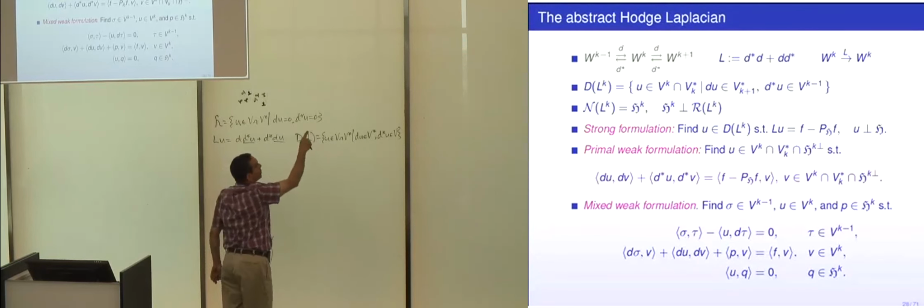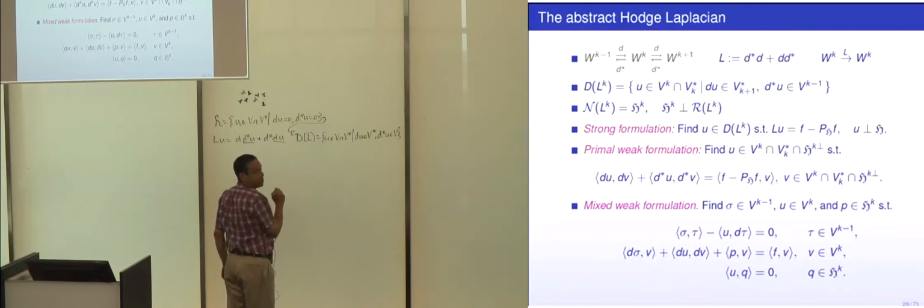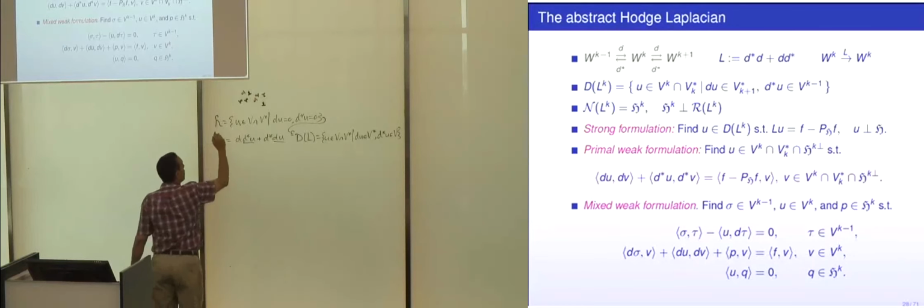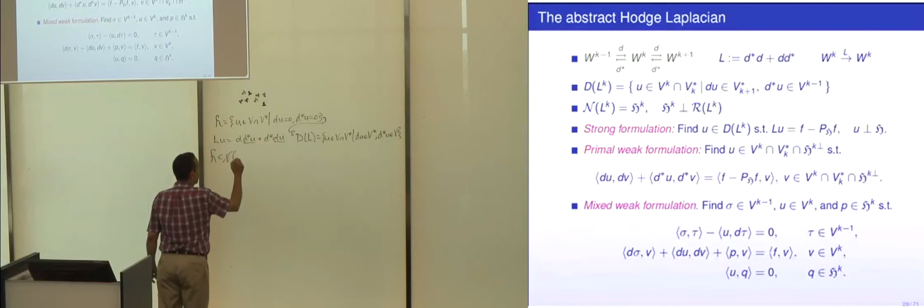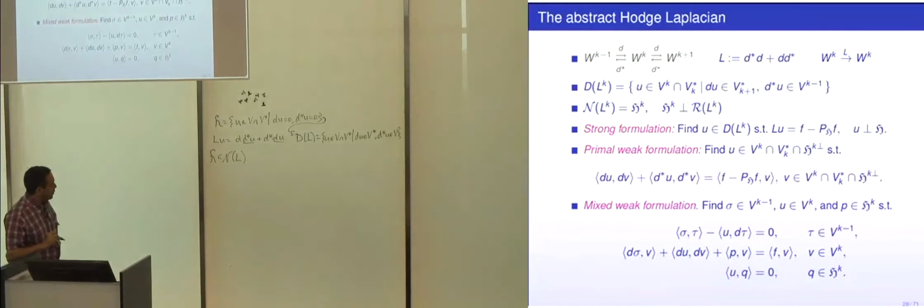So it's certainly in V star, and d star u is 0. So this space is certainly contained in this space, and L of u is certainly 0. So that means that harmonic forms are contained in the null space of the Laplacian. How about the reverse inclusion?